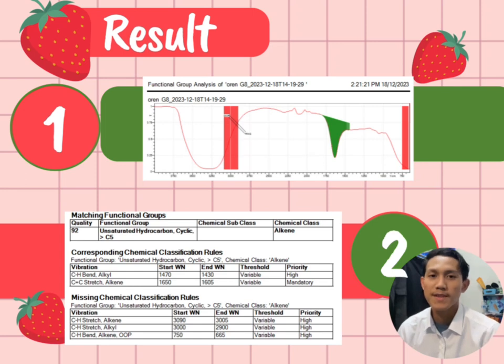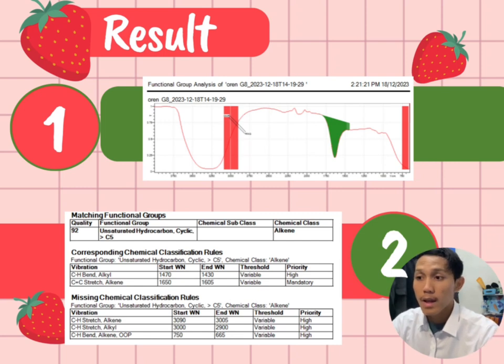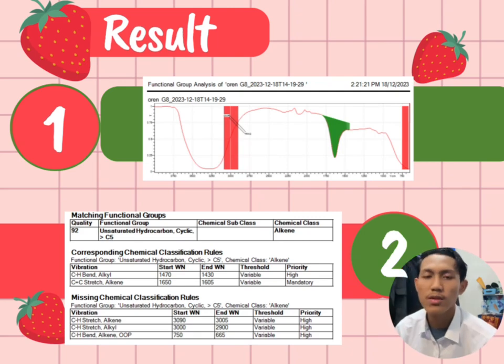Alright, here comes the result. As you can see here, there is the FTIR spectrum, in which we intend to find a specific preservative, which is sulfur dioxide. After FTIR analysis has been conducted, we can extract the spectrum using the software downloaded on our laboratory computer. Here we can find the functional group analysis of our sample, and here is the list of our matching functional groups, which is unsaturated hydrocarbon.